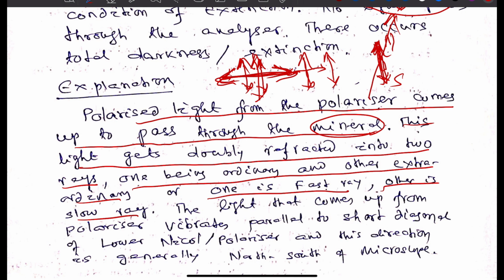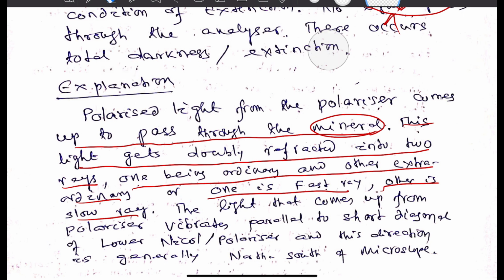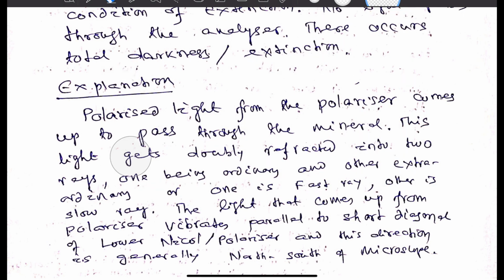So the analyzer only allows that light which vibrates oblique to it or parallel to it. So in these two conditions, light can be allowed through the analyzer. As here in this case it is perpendicular to the analyzer vibration direction, this light cannot be allowed to pass through and darkness results. So this is the reason why the mineral is showing darkness.